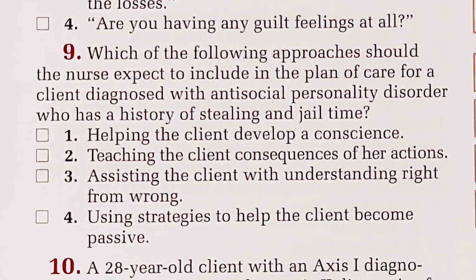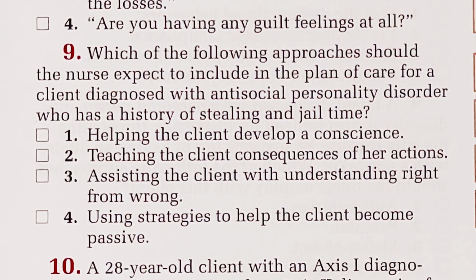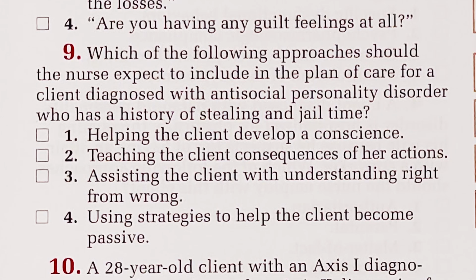Which of the following approaches should the nurse expect to include in the plan of care for a client diagnosed with antisocial personality disorder? Okay. Antisocial personality disorder who has a history of stealing and jail time. What's the plan of care? We already know we were going to ask him, did you feel any guilt? Helping the client develop a conscience, teaching the client consequences of her actions, assisting the client with understanding right from wrong, using strategies to help the client become passive. Passive instead of aggressive?